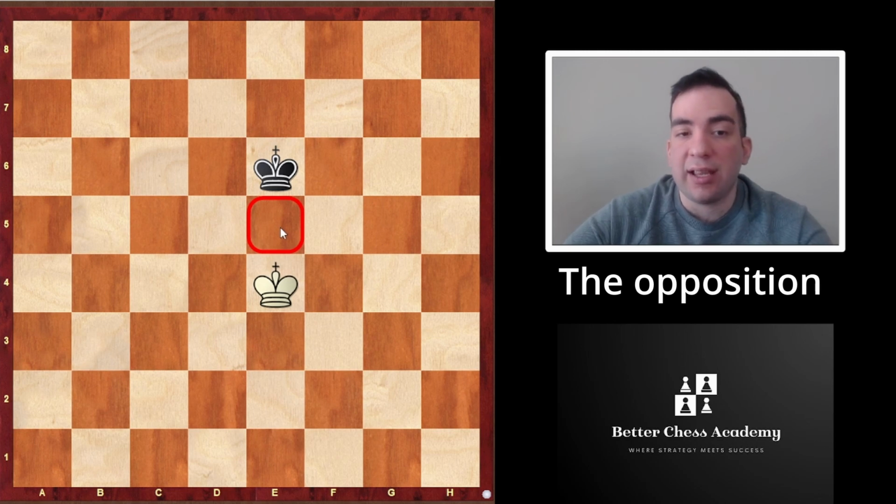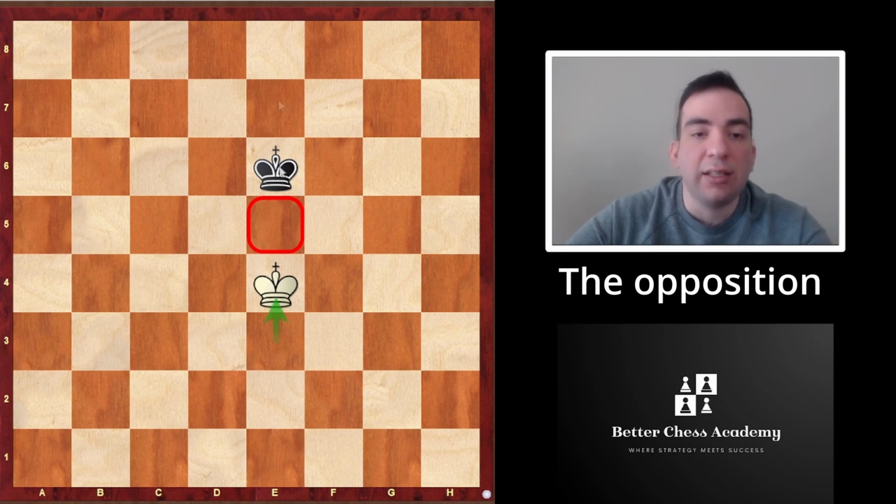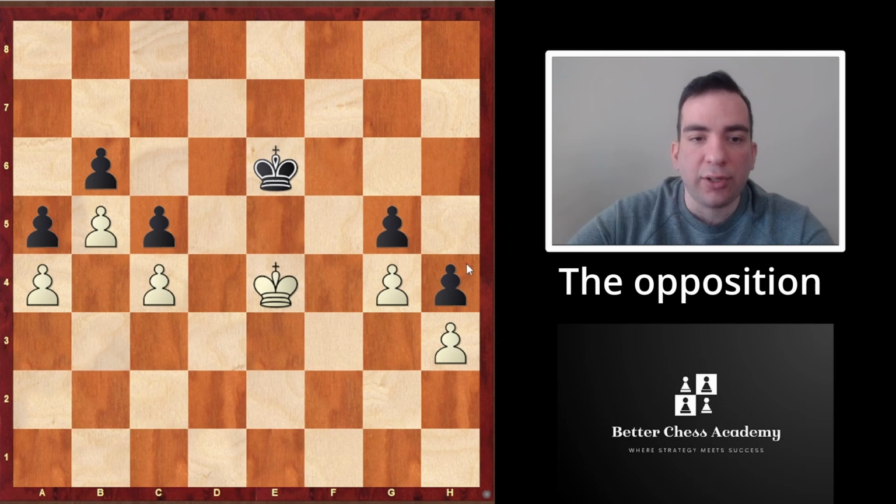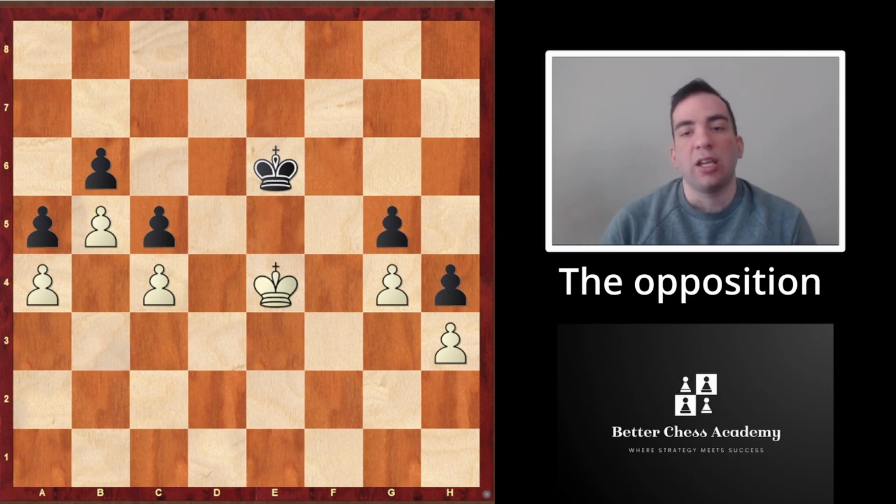But which player has the opposition? The answer is that the player who played last has the opposition. So if white moved to e4, white has the opposition, and if black moved to e6, then black has the opposition. And why is it important to have the opposition? In this case, it's black to move. So white has the opposition because white played last.